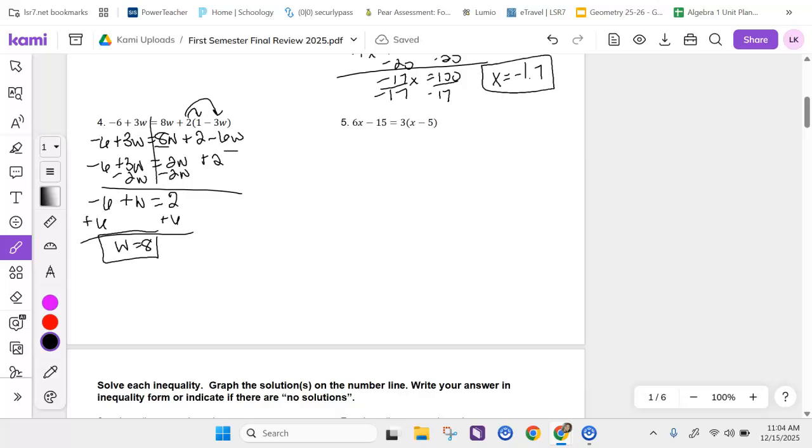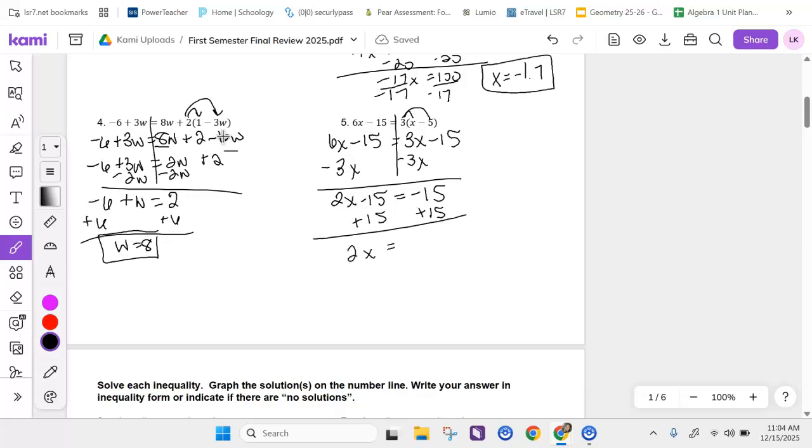Number 5, 6x minus 15 equals 3 times the quantity x minus 5. I'm going to do the exact same thing. I have to distribute. So 6x minus 15 equals 3x minus 15. Subtract my 3x from both sides. So then I have 3x minus 15 equals negative 15. Add 15 to both sides. 3x equals 0. Divide by 3. x equals 0.